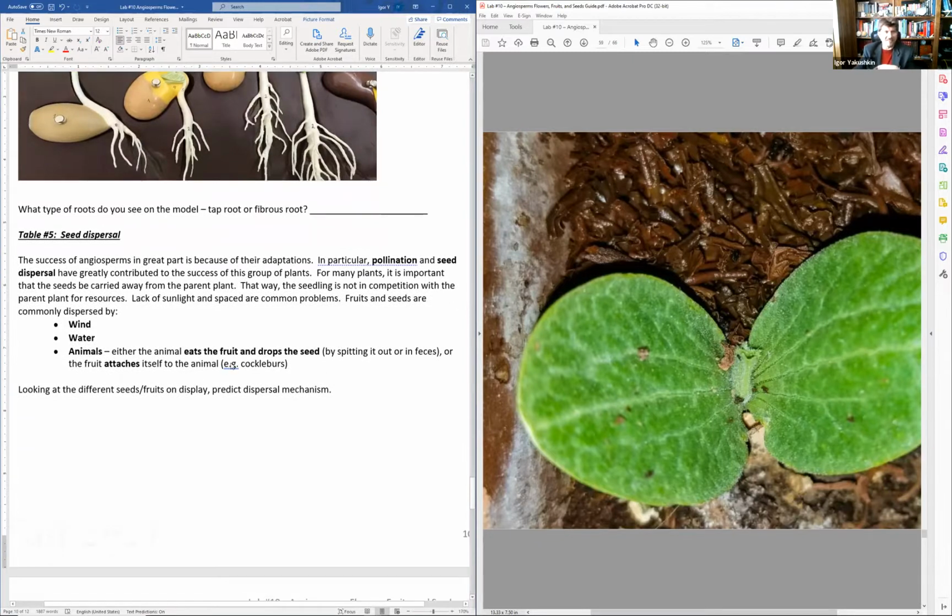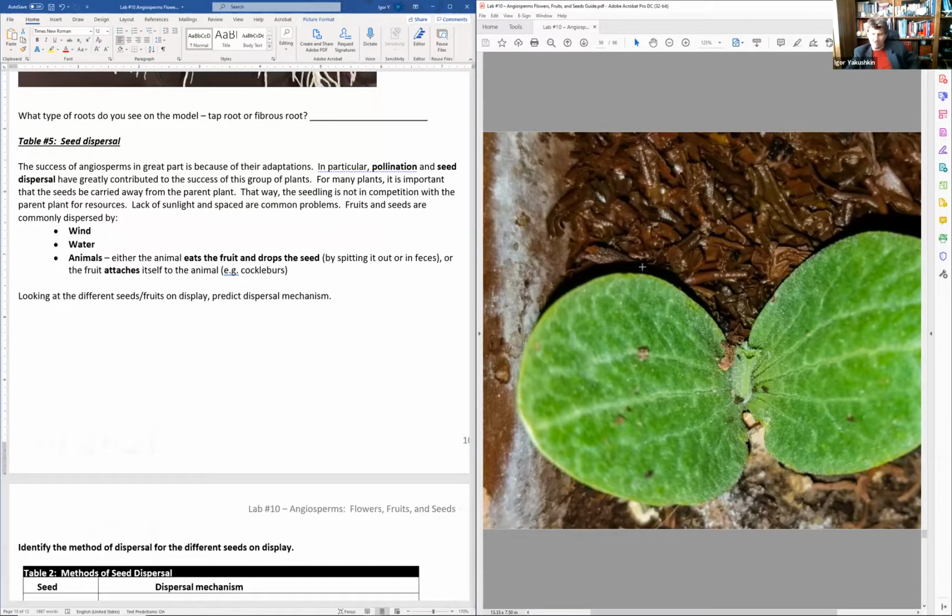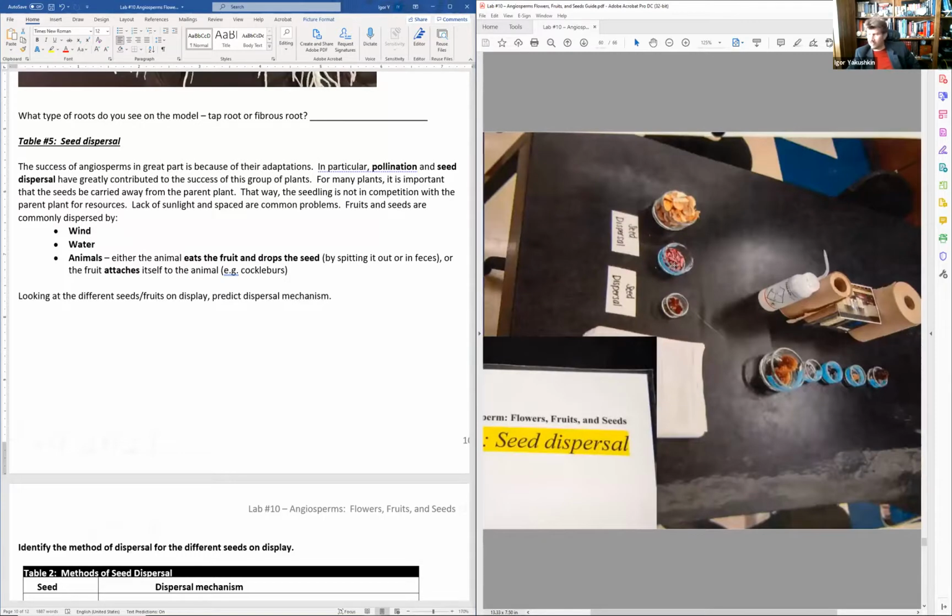All right, seed dispersal. Some of the students have a lot of issues with seed dispersal because they don't really understand how it works. On a lab practical, I'll try to keep an open mind. So basically, if you have spikes of some sort, it will most likely stick to the fur of an animal or a bird, and that would be animal dispersal.